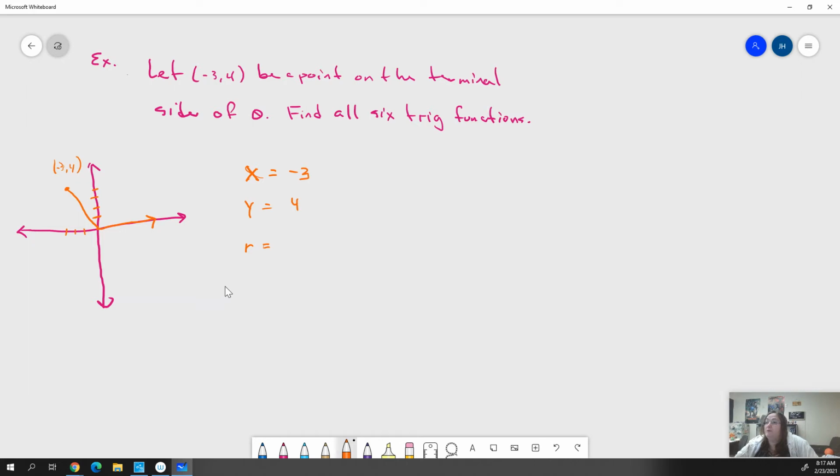And the way we do that is we use the formula r equals the square root of x squared plus y squared. In this case, that just means that we have -3 squared plus 4 squared. -3 squared is just +9, and 4 squared is 16, so we get 9 plus 16, which equals the square root of 25, which equals 5.